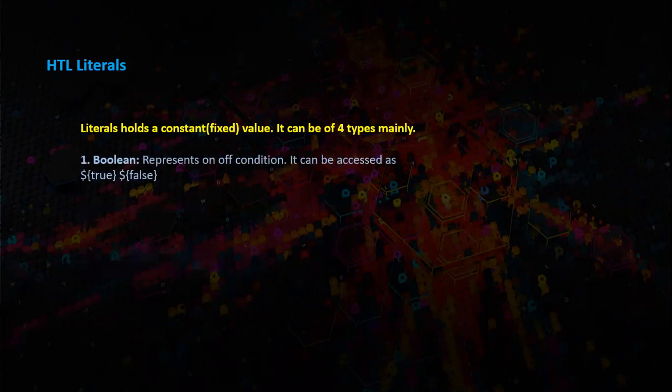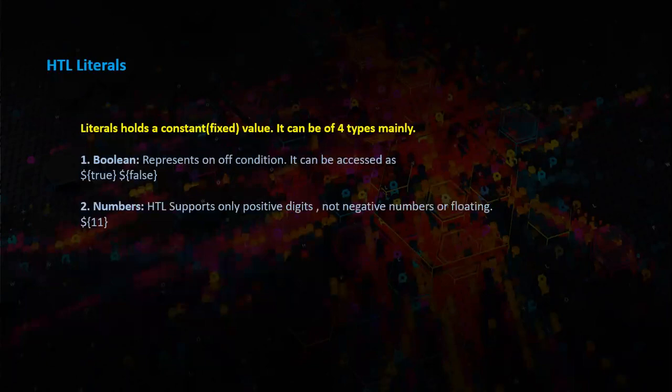Boolean represents an on-off condition. It can be accessed within braces as true or false. Numbers. HTL supports only positive digits, not negative numbers or floating point numbers. It can be accessed within braces, and we have to mention the number directly. Remember, AEM 6.5 onwards supports negative numbers as part of HTL.